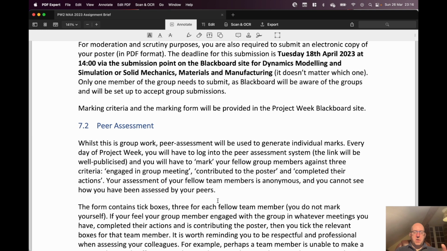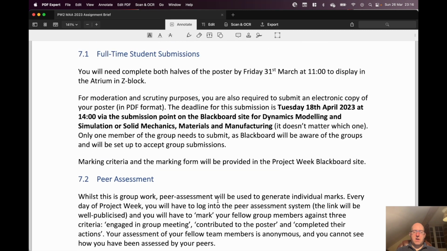And if you want to have a look at the marking guidelines that we're using, the marking scheme, which gives you an idea of what we're actually looking for in terms of what's on the poster, then you can go onto the Project Week Blackboard site and you'll find the marking scheme up there.